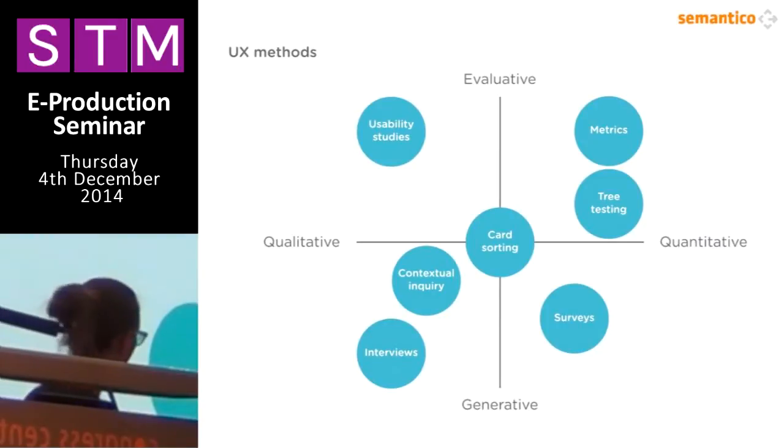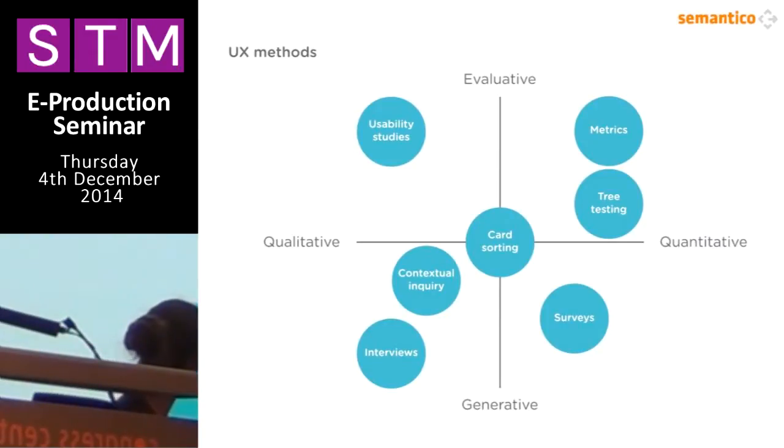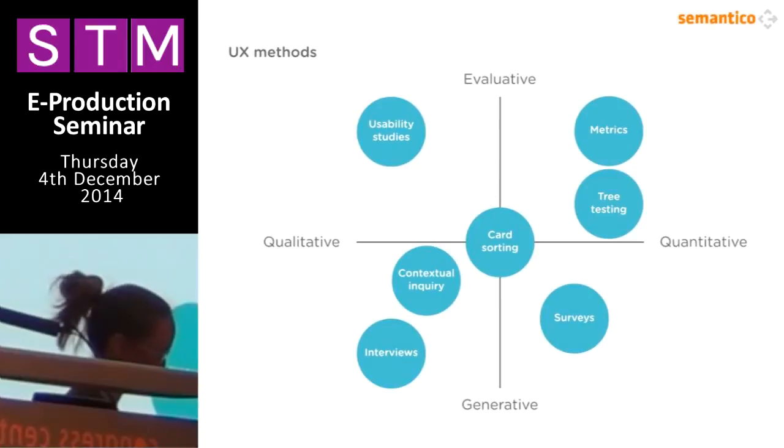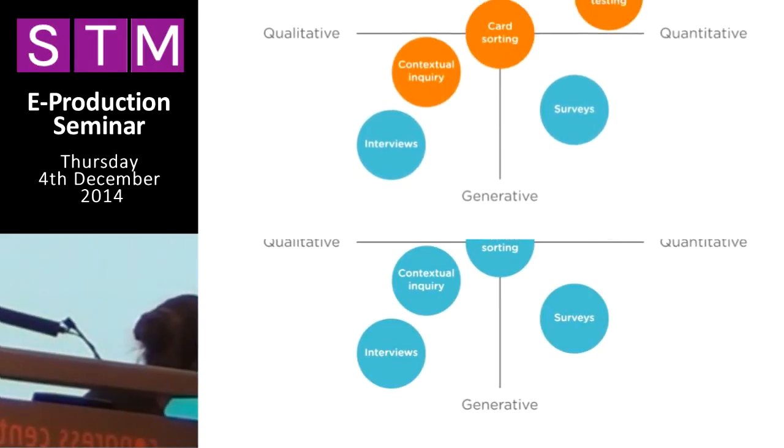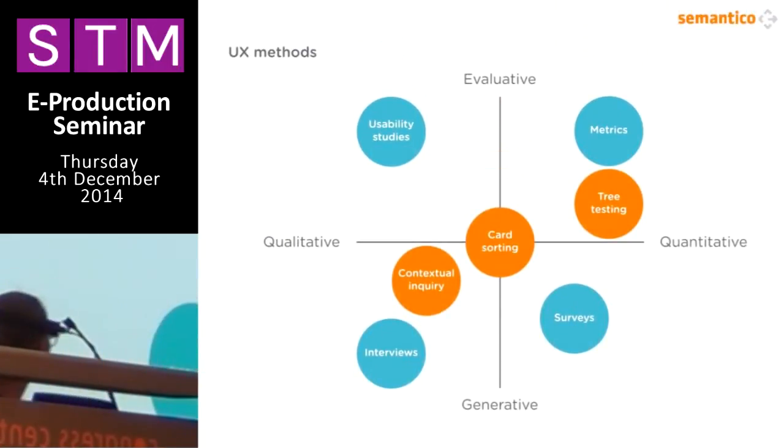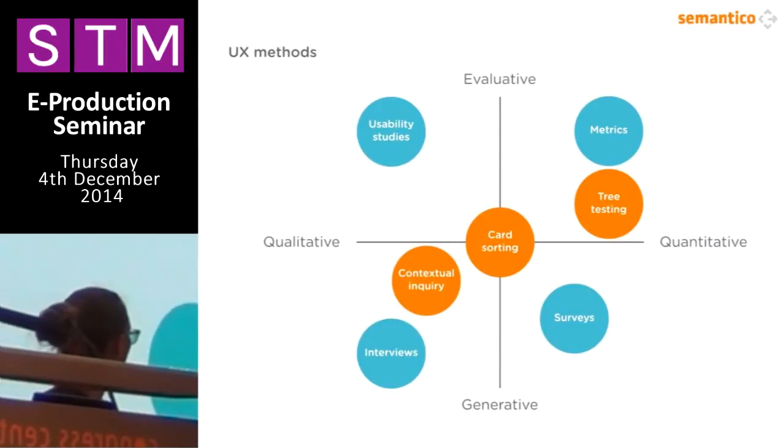So here's a few different UX methods, and you can see that they range from things that are very qualitative, like interviews and contextual inquiry, to much more quantitative things like metrics. And I want to explore just 3 of them today, because I feel like these are the ones that, A, relate most to content, and also they can be used in isolation together to progress through these iterative research and design and build cycles.